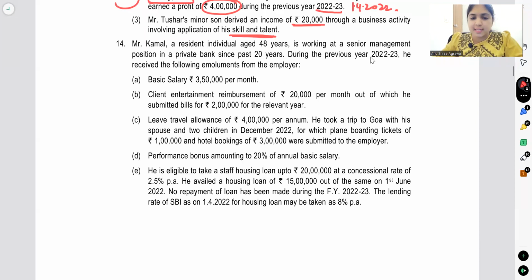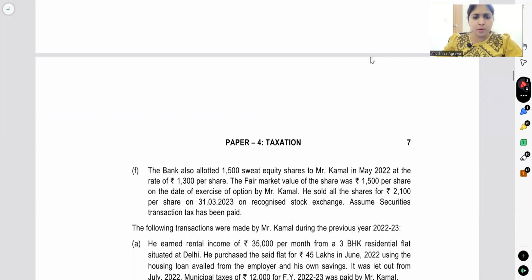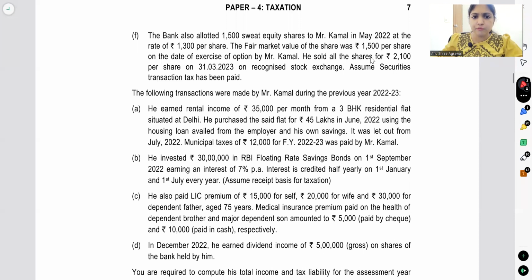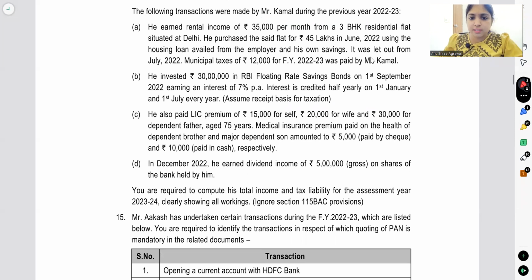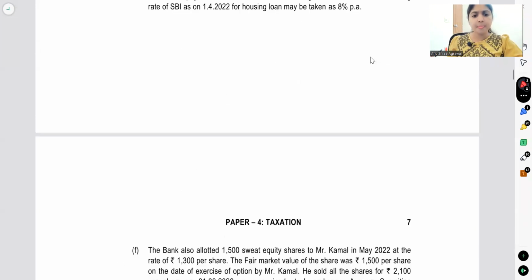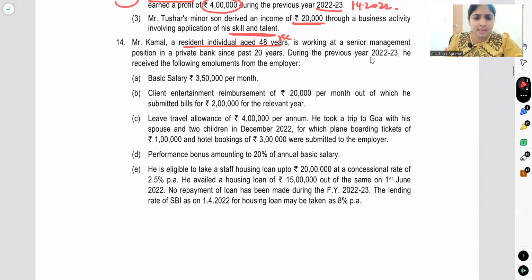Let's see what the question is telling us. Mr. Kamal, a resident individual aged 48 years. So what are we going to think of? Not a senior citizen. He is working at a senior management position in a private bank since 20 years. During the year, he received the following emoluments from employer. They've given us a lot of information. Following transactions were made by Mr. Kamal during the year. Again, they've given us transactions. Compute total income and tax liability for the assessment year. Ignore 115BAC. So as we read the question, we'll keep doing necessary working notes.